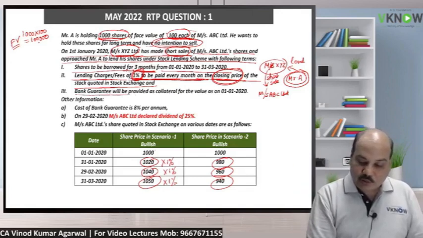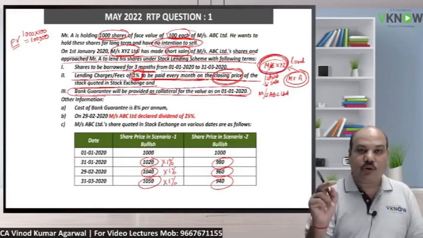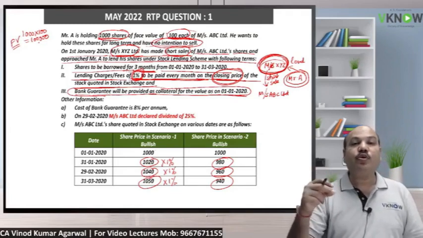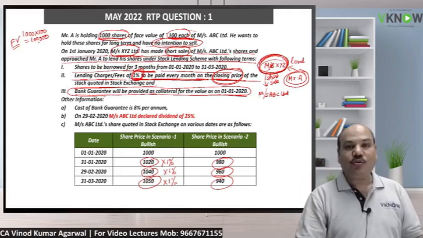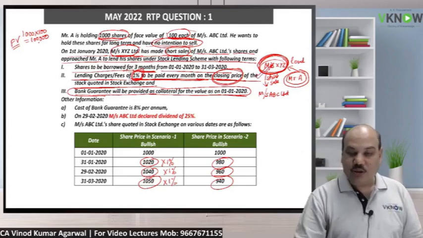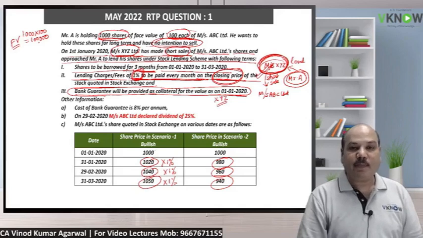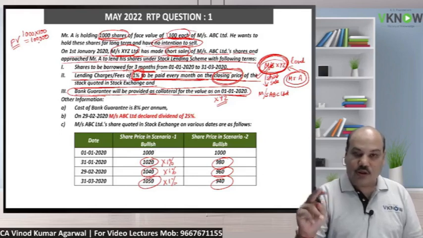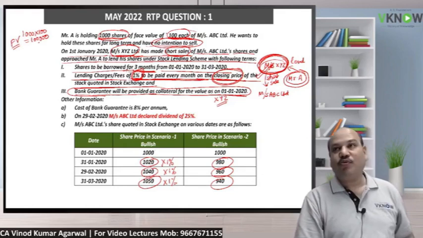The bank guarantee will be provided as a collateral for the value on 1/1/2020, and Messrs. XYZ, the one who does the short selling, will have to give bank guarantee, and there is a cost of bank guarantee. So who is going to bear the cost of bank guarantee? Messrs. XYZ. So this will be a cost to Messrs. XYZ. Bank guarantee commission will be a cost to Messrs. XYZ, and that is how the stock can be sold short. This is how stock lending scheme works.